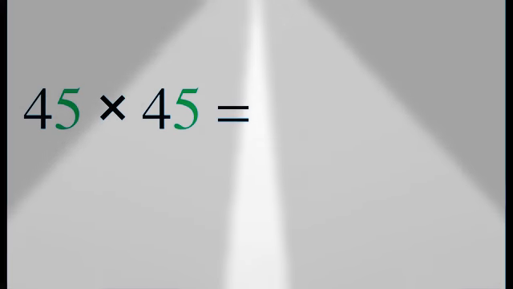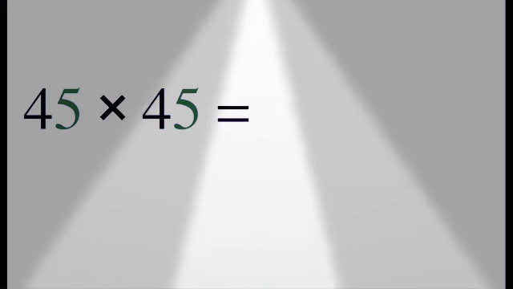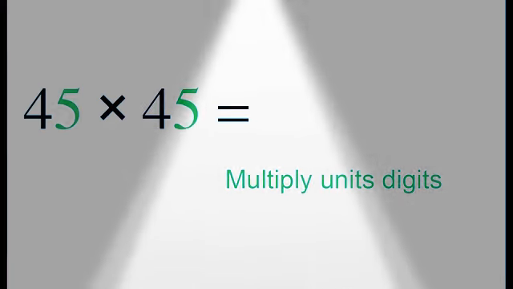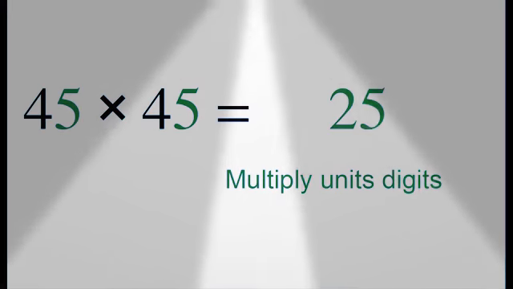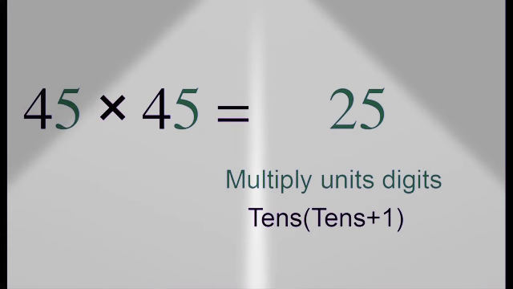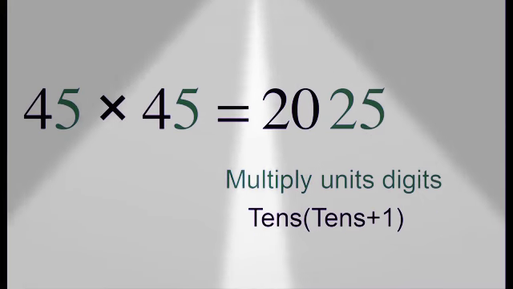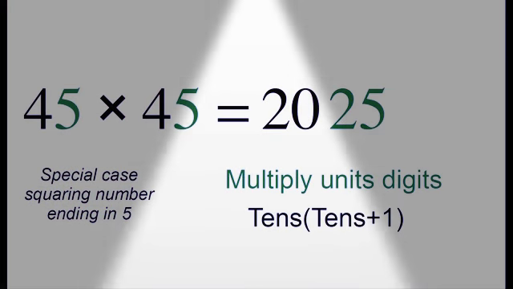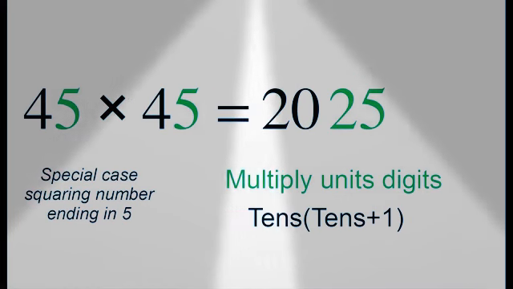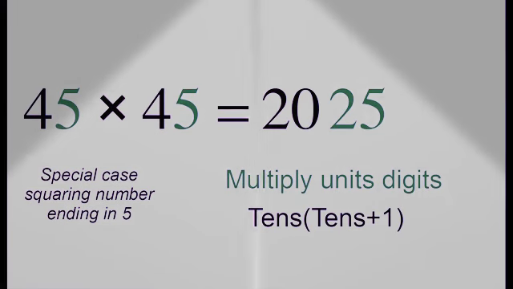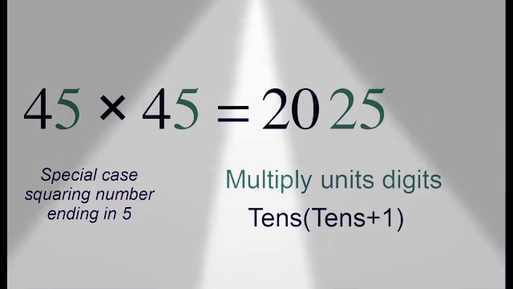Let's say we want to do 45 times 45. This multiplication problem works because 5 plus 5 is 10, and the tens digits are the same. So our first step, we multiply the units digits. 5 times 5 is 25. Then we take the tens digit of 4 and multiply it by 1 more than itself to get 20. Some of you will notice this problem we've done is actually a special case of a previous video I made called squaring a number that ends in 5.